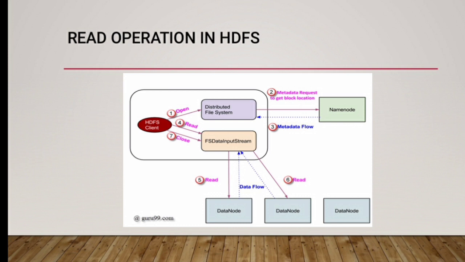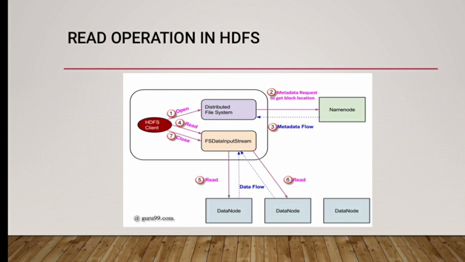Read operations in HDFS. A data read request is served by the HDFS name node and data node. Let's call the reader the client. The diagram depicts file read operations in Hadoop. A client initiates a read request by calling the open method of the file system object. It is an object of type DistributedFileSystem. This object connects to the name node using RPC and gets metadata information such as the locations of the blocks of the file. Please note that these addresses are of the first few blocks of a file.